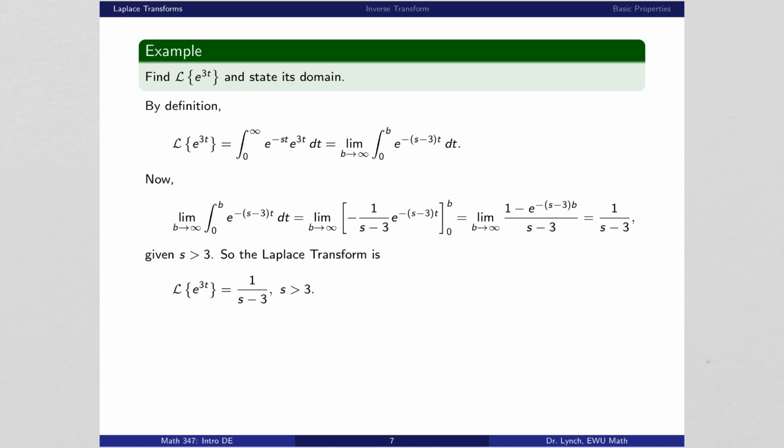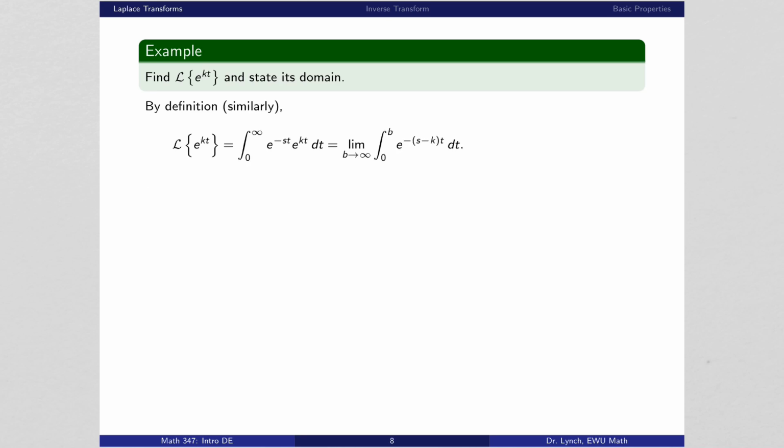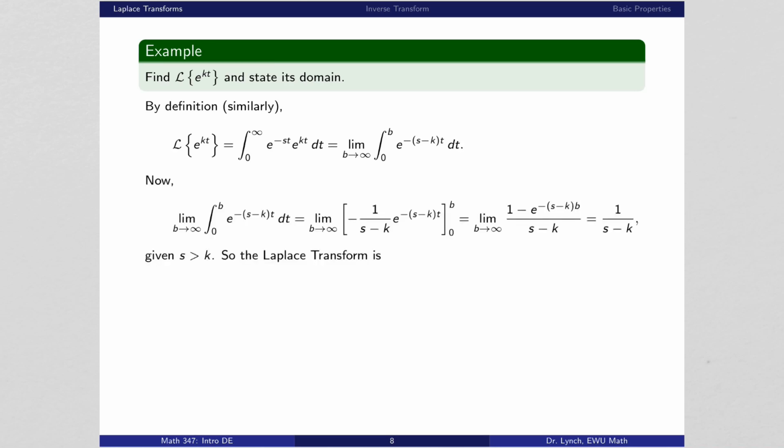Now you can imagine there's nothing really special about the 3 in that example, so we can have a look at the Laplace transform of e to the kt, similarly as the integral of e to the kt against our kernel e to the minus st from 0 to infinity. Similarly, this e to the minus (s minus k) b goes to 0 just so long as s minus k is positive, so as long as s is greater than k. So the Laplace transform of e to the kt is 1 over s minus k with domain s greater than k.